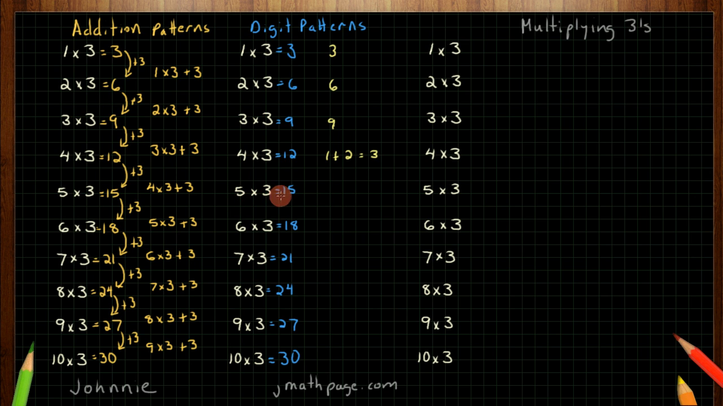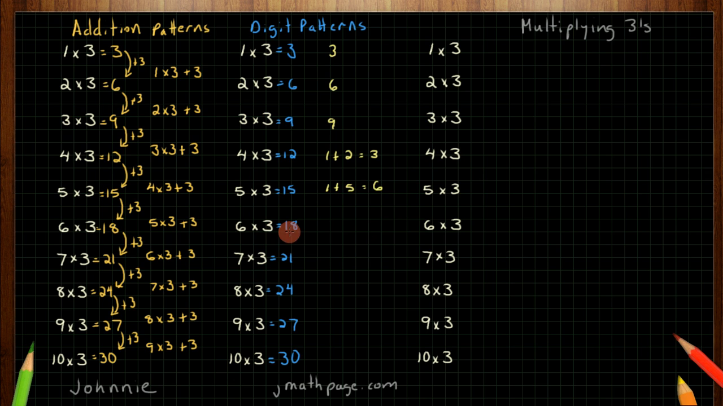5 times 3 equals 15. The digits in 15 are 1 in the tens place and 5 in the ones place. Let's write them down. 1 and 5. And we'll add these together too. 1 plus 5 equals 6. Are you noticing anything yet?